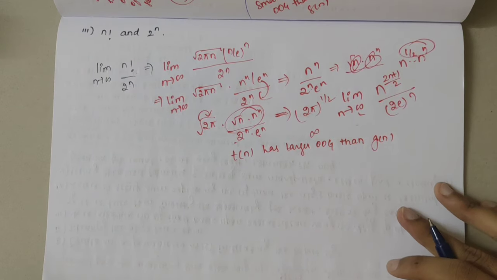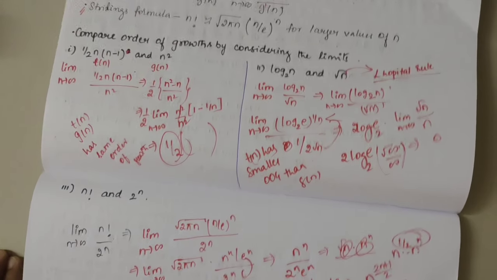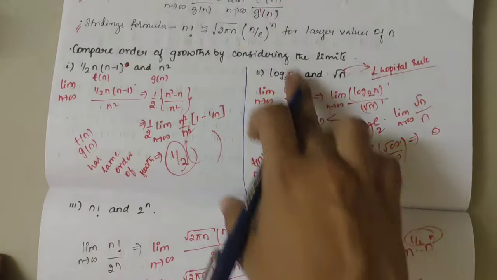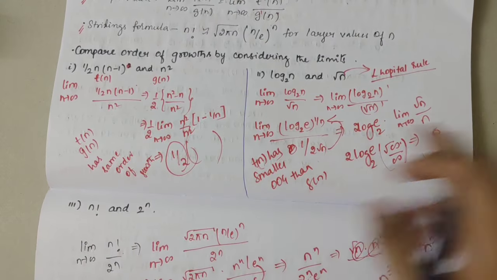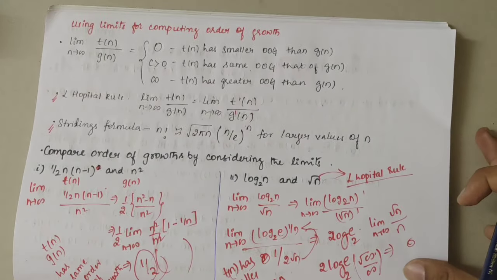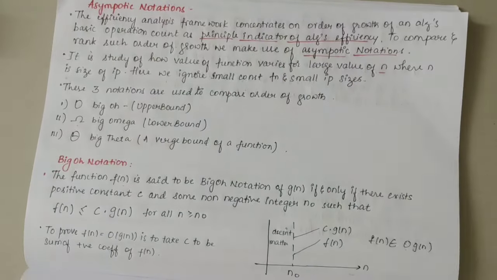So this was about comparing order of growths. These questions are pretty important, and regarding this topic only these 3 questions would be asked in the exam or in the internals also. So I hope you have understood these topics.